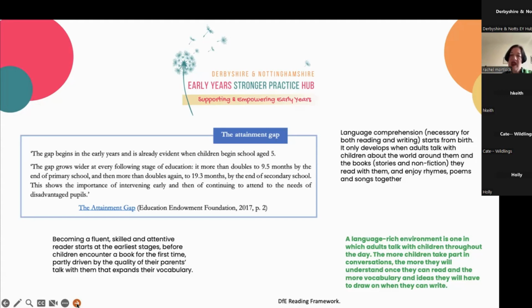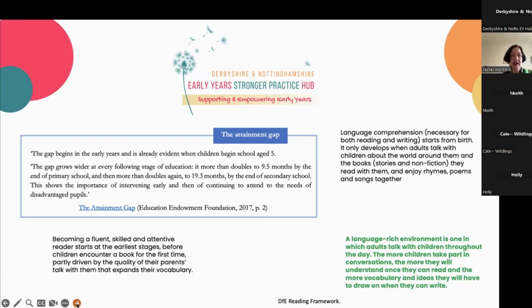So it says really clearly, a language-rich environment is one in which adults talk with children throughout the day. The more children take part in conversations, the more they will understand once they can read, and the more vocabulary and ideas they will have to draw on when they can write. So if we think about that, that's a really clear statement within that.